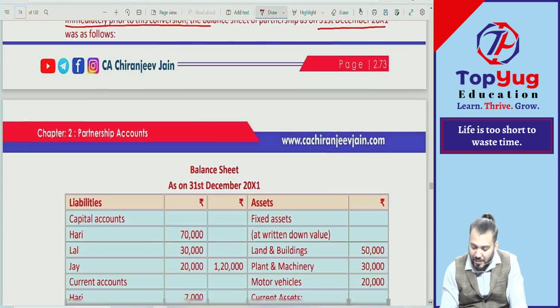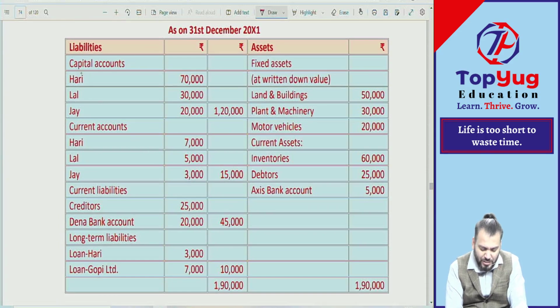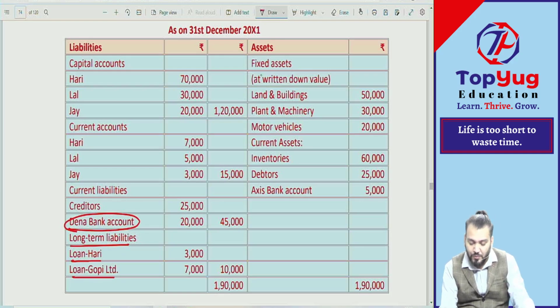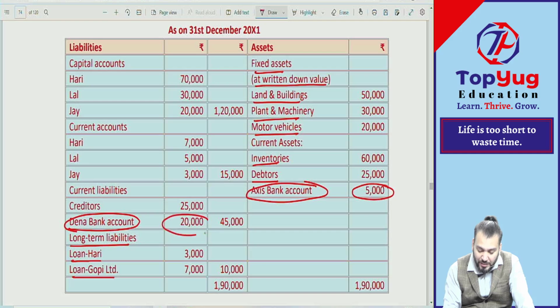So immediately prior to this conversion, the balance sheet of partnership is given. So they have given balance sheet. You can see, very good balance sheet. Capital account, current liability, creditor, bank creditor. There was one Dena bank account. Long-term liability, loan Hari, loan Gopi. Then fixed assets at written down value, land and building, plant and machinery, motor vehicle, inventories, debtors, and there is one Axis bank account. So Axis bank account has debit balance and Dena bank account has credit balance.